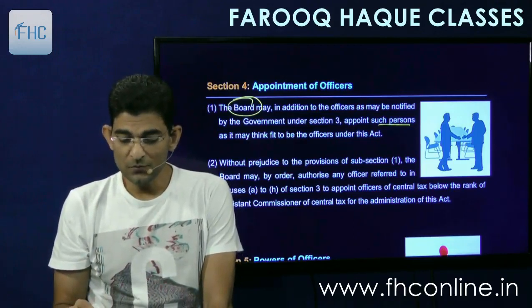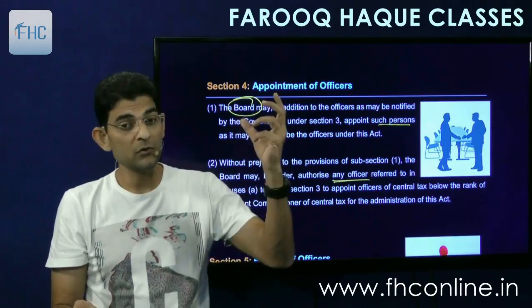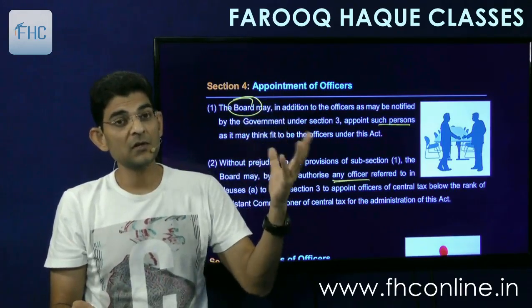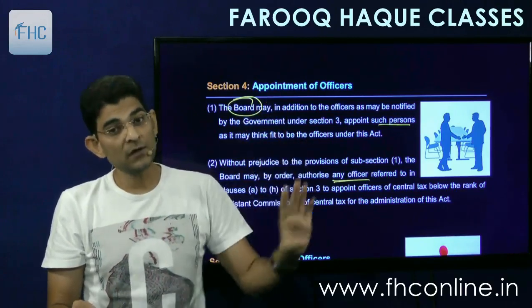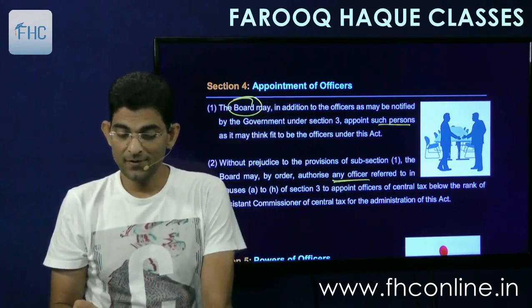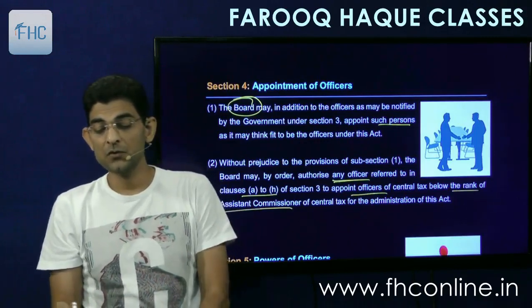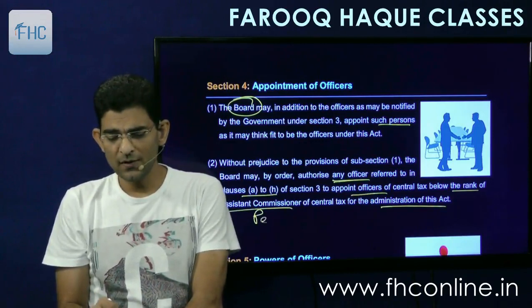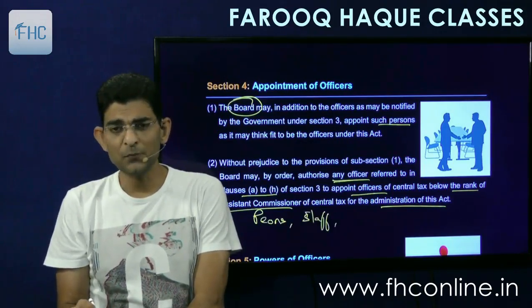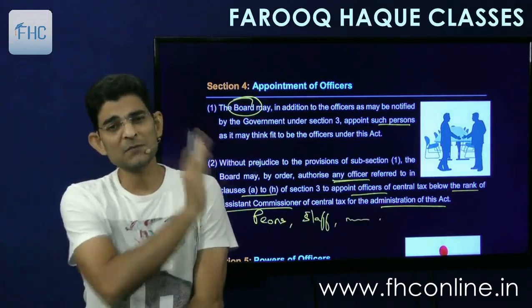And without prejudice to the provisions of subsection 1, the board may by order authorize any officer. So the board can also appoint, and the board may authorize officers like Additional Director General and others to appoint their own officers, lower ranked officers, referred to in clause A2H of section 3, to appoint officers of Central Tax below the rank of Assistant Commissioner for the administration of the Act, meaning the peons and the staff, the typist and the computer specialist and so on. So they will be appointed by the officers themselves.